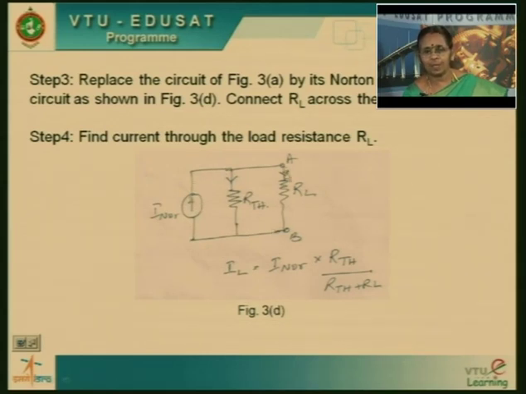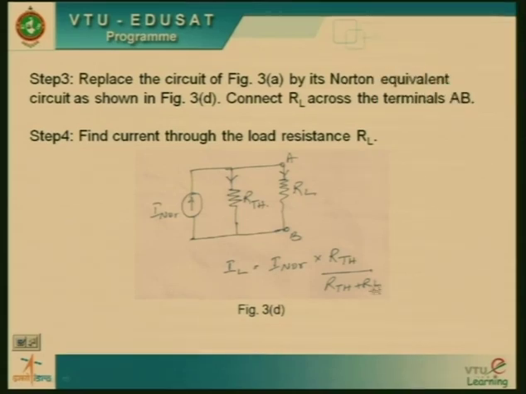To find out the current through RL, you have to apply the current division rule. So what is it? Once again, the total current, which is I Norton, multiplied with the resistance of the opposite branch, in this case R Thevenin, divided by the sum of the resistances RL plus R Thevenin. This is in brief how exactly we can apply Norton's theorem to solve any electric circuit.